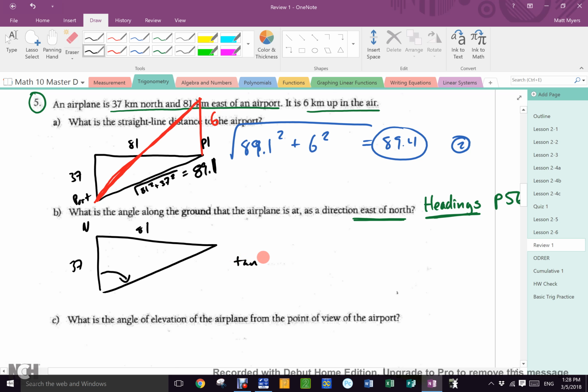Tan, what kind of tan? Shift tan of what? 81 over 37, which gets you 65. If you got that far, you get 1 mark. But that is not the answer, is it? Because if you look back on page 56, I showed you how to write these. N65 east. That gets you your second mark.